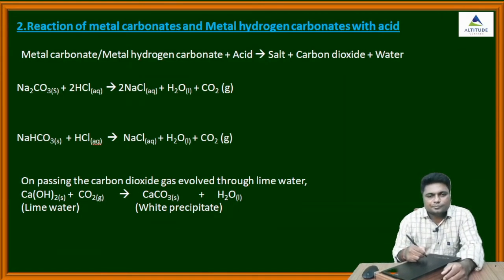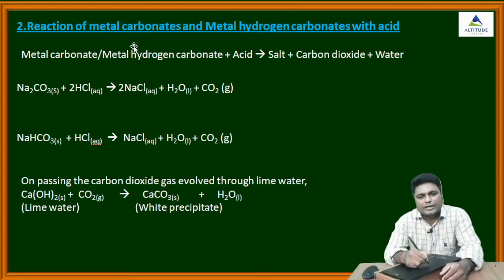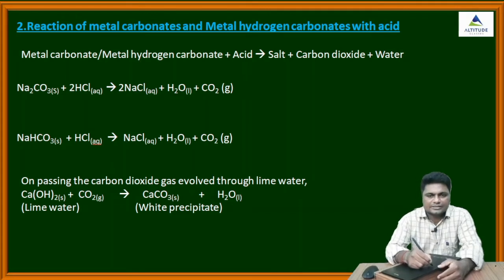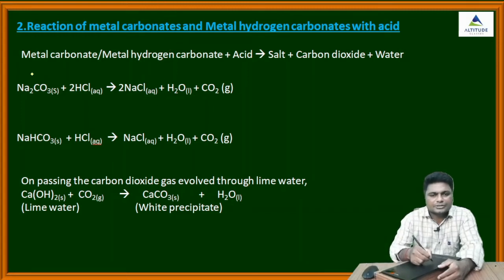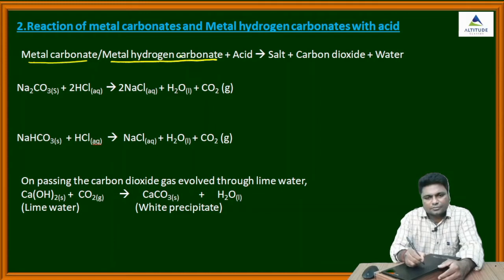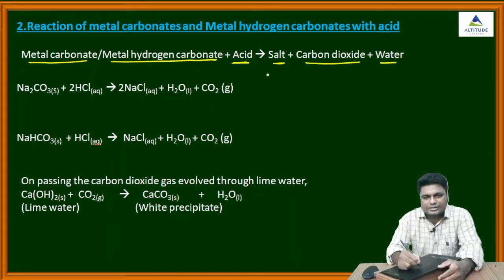Now let's see the reaction of metal carbonates and metal hydrogen carbonates with acid. That is carbonates and bicarbonates. Hydrogen carbonate is nothing but bicarbonate. So see here, whether it is a metal carbonate or a metal hydrogen carbonate, when it reacts with acid, it will give salt, carbon dioxide and a water molecule. This is a general reaction.